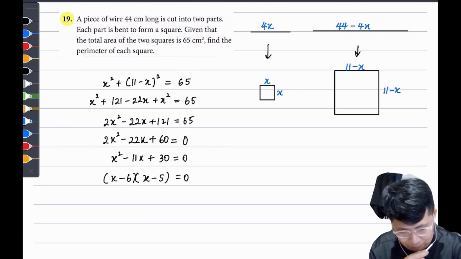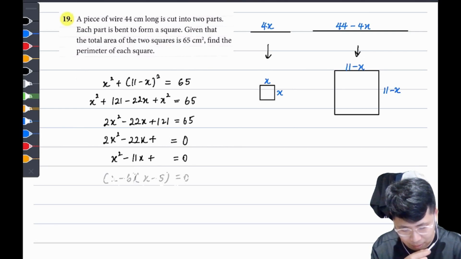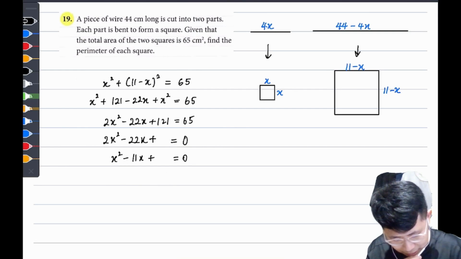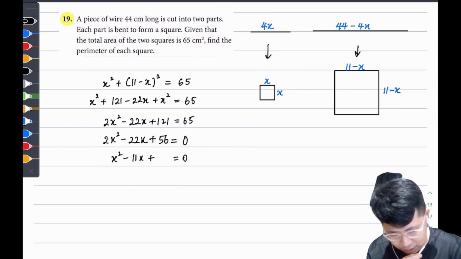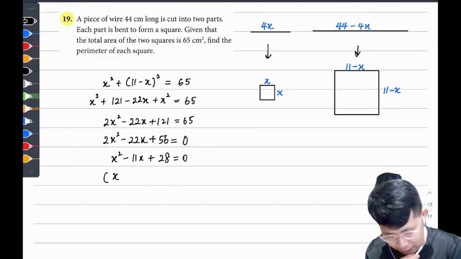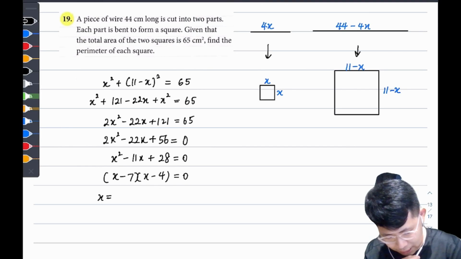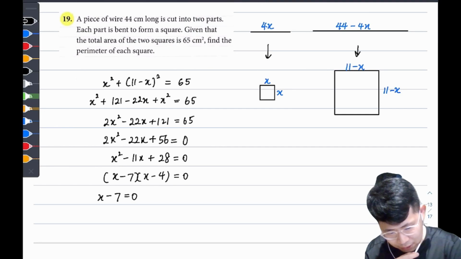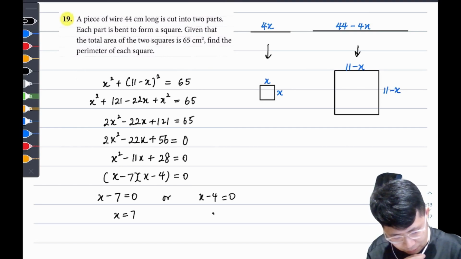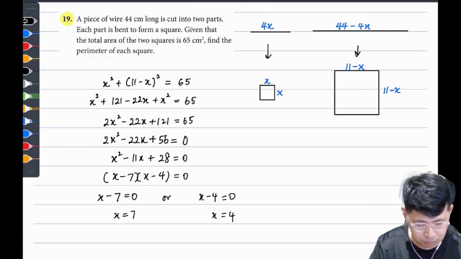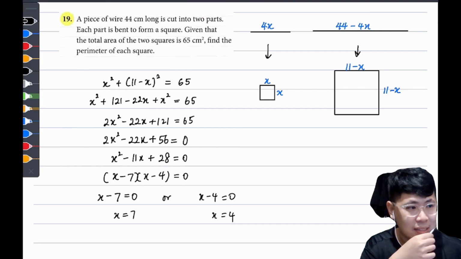Sorry, my bad. 121 minus 65 is actually 56, and 56 divided by 2 is 28. So I have (x minus 7)(x minus 4) equals 0. So x minus 7 equals 0, the first factor, then the second factor, x minus 4, equals 0. So x equals 7 or x equals 4. These will be my two answers over there.